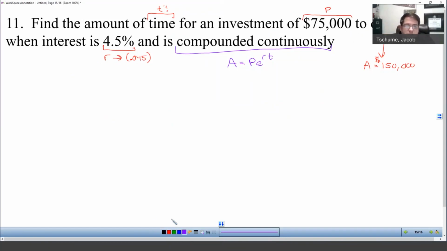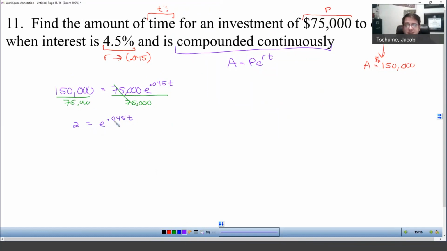So let's plug our numbers into this formula and let's solve for t. So A is going to be $150,000 equals your principal, which is $75,000, times e to the interest rate, which is 0.045, and then we don't know what t is. So to solve for t, the first thing I would do is divide by the 75,000 in the front to get rid of that big number. And what we're going to see is a nice little ratio here. We kind of already know this. 150,000 divided by 75,000 is 2 because you're trying to double your money.